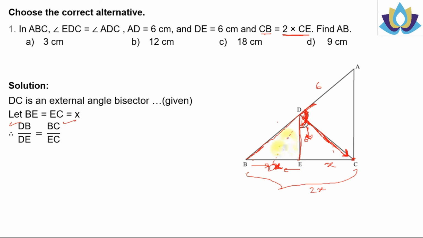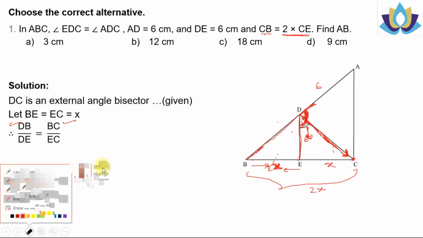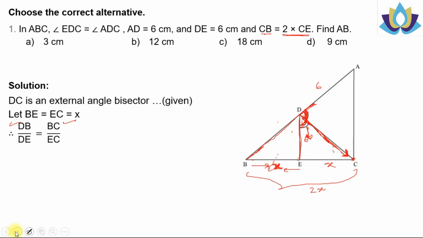Right. So now we have to just substitute the things. So let's come to the substitution. As far as the lengths are concerned, we can write this. We know that BC is 2x. We know that EC is x. DB is the missing piece. We know that DE is 6. So let's solve this further. You get DB is equal to 12 centimeter. Now DB is 12 centimeter.